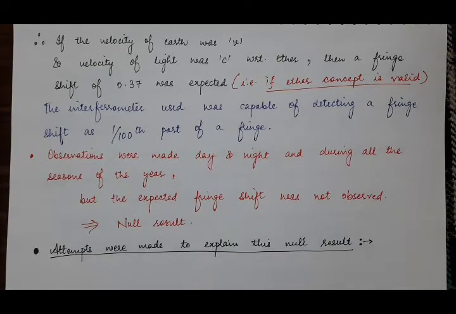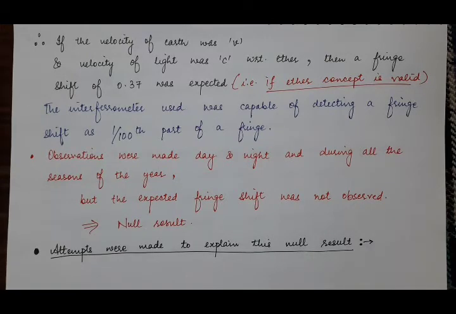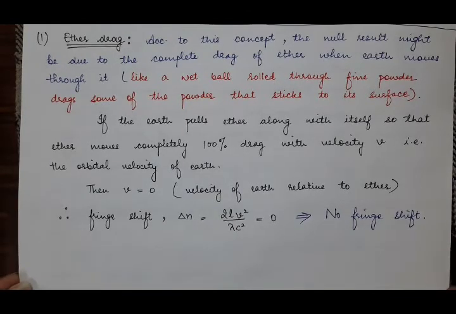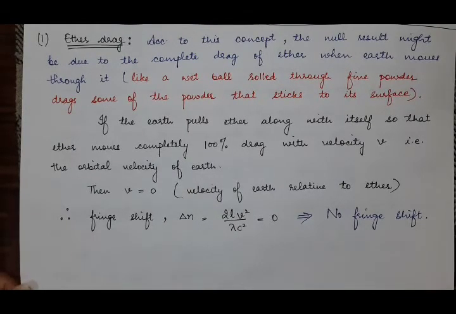Then several attempts were made to explain this null result, that is, why no fringe shift was observed. It was explained later. Many attempts were made to explain this. And the first concept that was used to explain the null result was ether drag. Now what is this concept of ether drag?